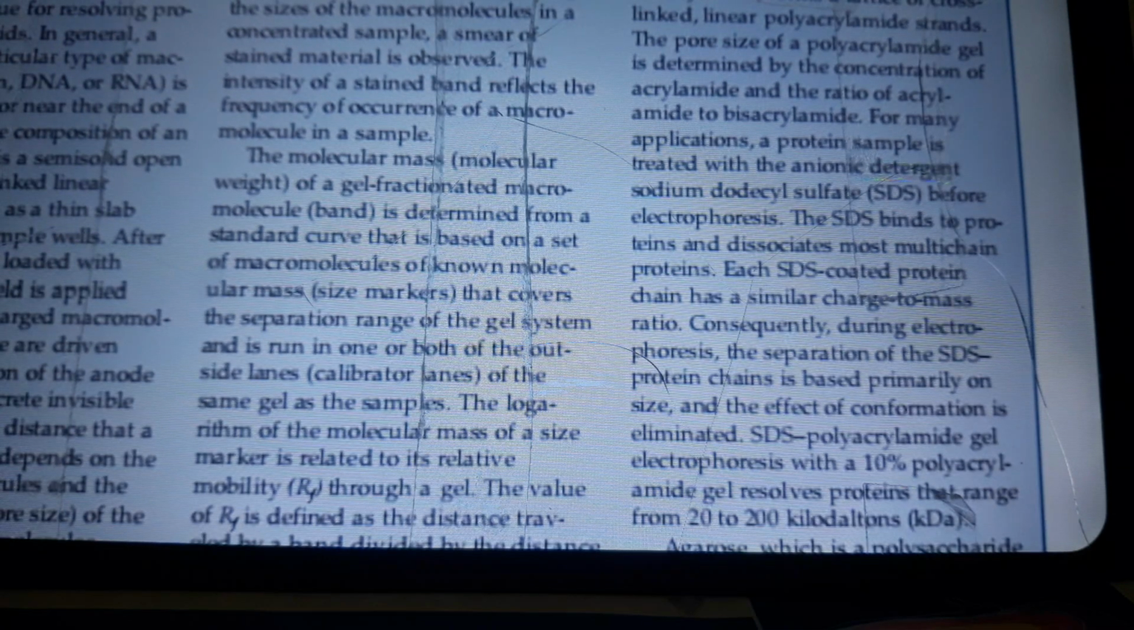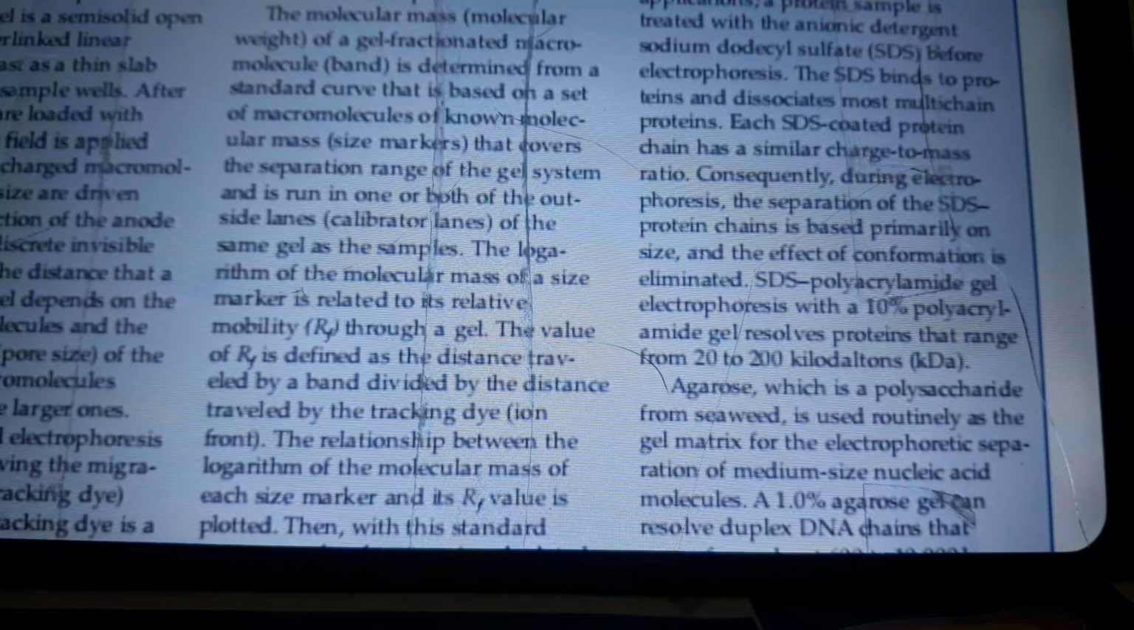Gel electrophoresis is a commonly used technique for resolving proteins or nucleic acids. In general, a sample of one particular type of macromolecule, protein, DNA, or RNA, is placed in a well at or near the end of a gel matrix. The composition of an electrophoresis gel is a semi-solid, open meshwork of interlinked linear strands. A gel is cast as a thin slab with a number of sample wells.